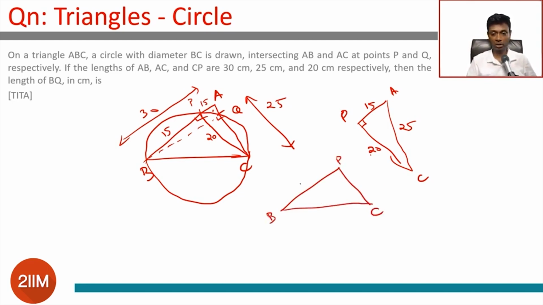BPC. This is 15. This is 20. This should be 25. Wonderful. So we've got BC to be 25. Now we need to find BQ.